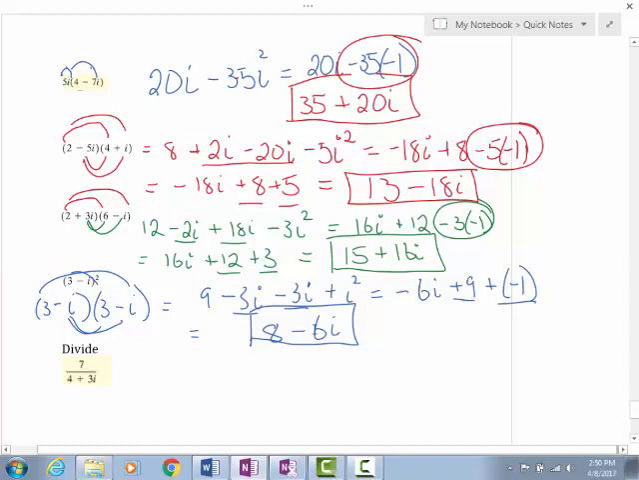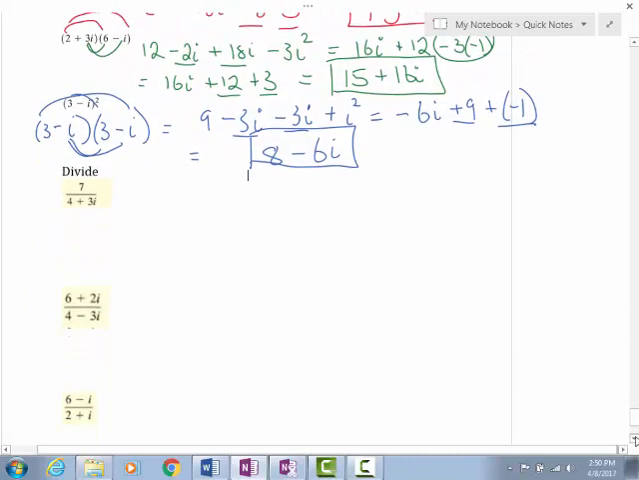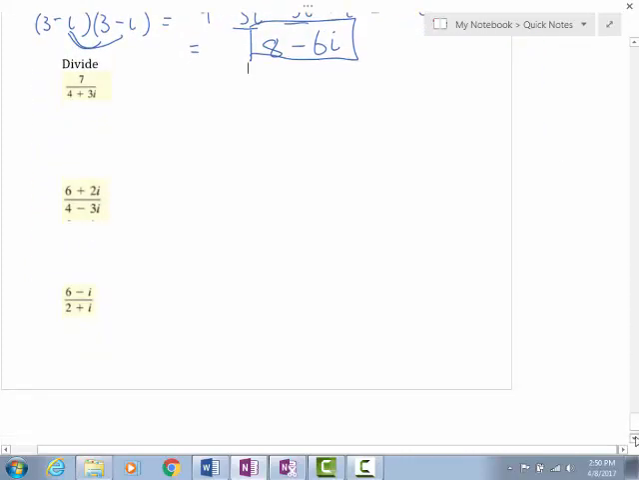Okay, so for the last part here, let's figure out how we divide complex numbers. In dividing complex numbers, what we're always going to do is look at the denominator every single time. And we're going to multiply the top and the bottom by the same denominator with one minor exception. We're going to change the sign of the middle term. So what I'm going to do here is multiply.